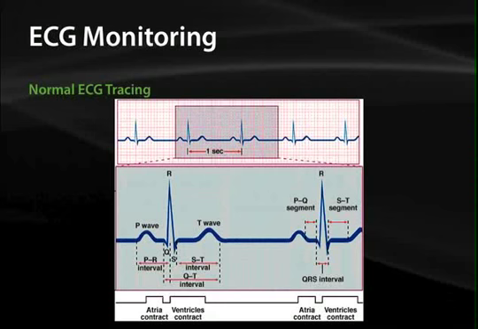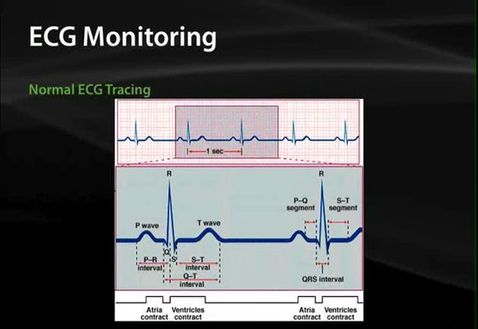So basically you need to get a 6-second strip, or 30 big squares, and count the number of R waves for ventricular rate and multiply that by 10. For example, if you look at this one, you can pretend this is a 6-second strip. There are 5 R waves here, which we could equate to 5 times 10, which would give you 50 beats a minute.